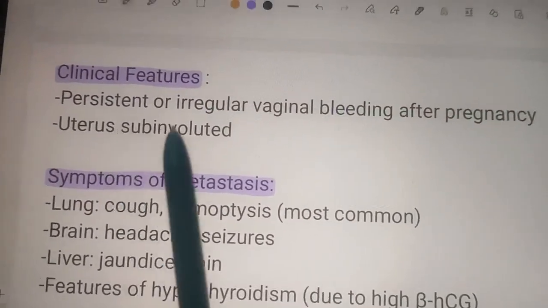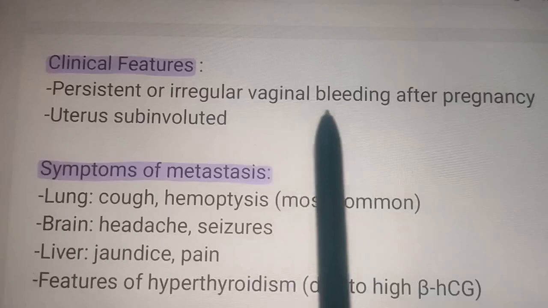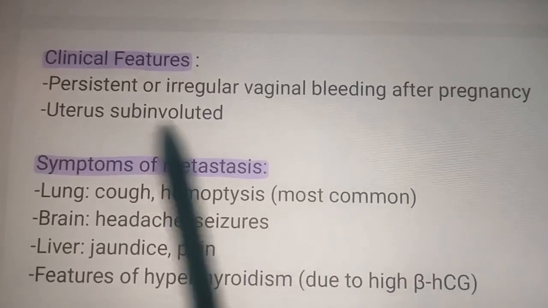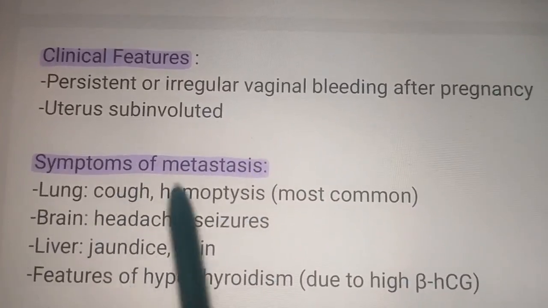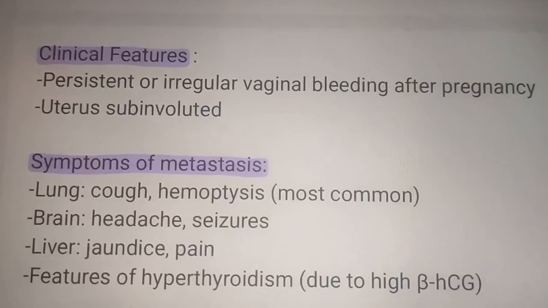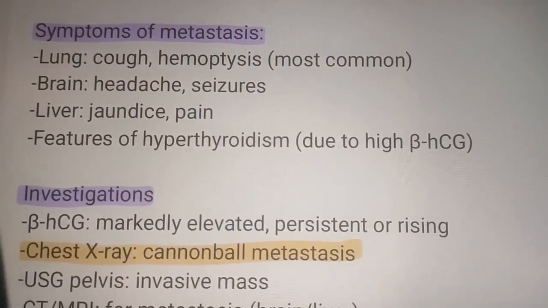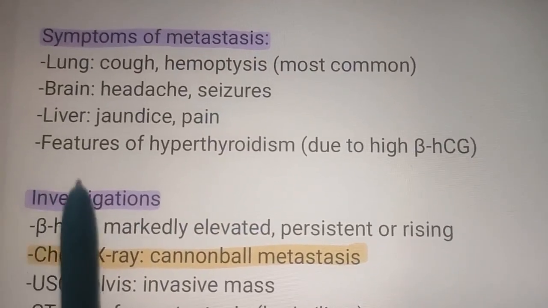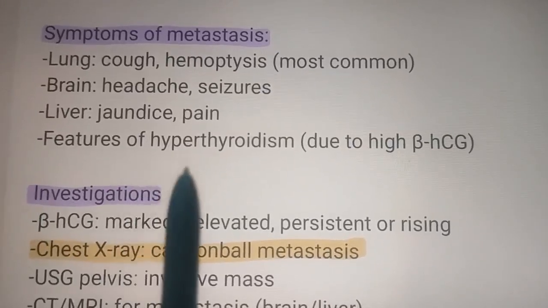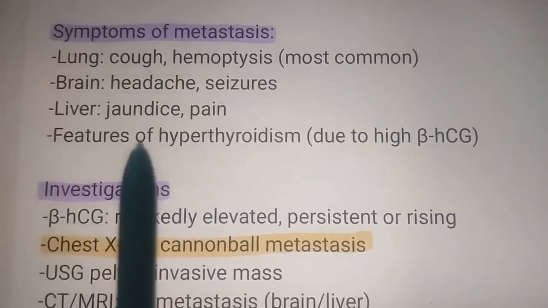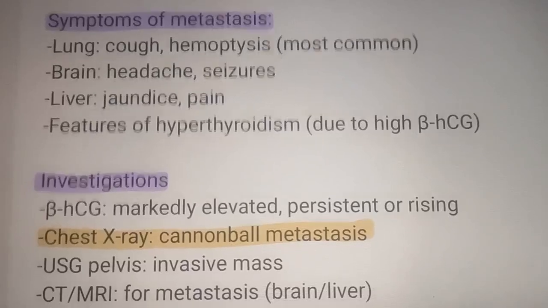It's a part of molar pregnancy, so the features are similar. Persistent and irregular vaginal bleeding after pregnancy. Uterus subinvoluted. Symptoms of metastasis: in lungs, the metastasis is most common and causes symptoms such as cough and hemoptysis. In brain, it causes headache and seizures. In liver, it causes jaundice and pain, and features of hyperthyroidism are also present.